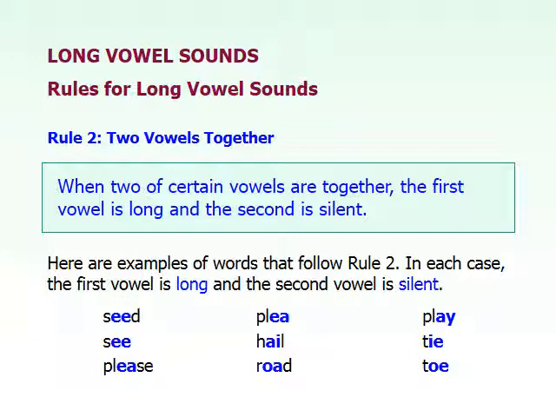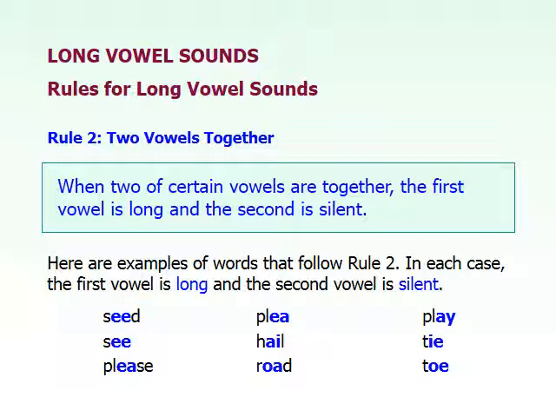So going on to the next rule, when you're going to have long vowels is when you have two vowels together. So here it says when two of certain vowels are together, the first vowel is long and the second one is silent. So if we look here, we say seed, right? In seed, they're both E's, but we say the first E. If we go down to please, right, we have E and then A, and we say the first E and we don't say A. So it's not like pliase.